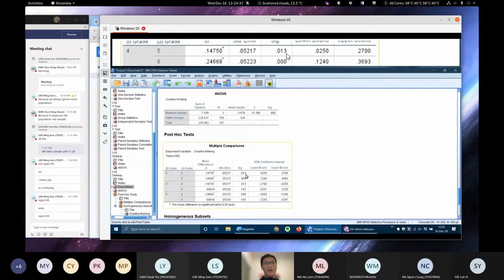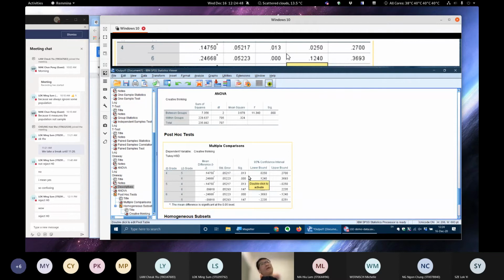Okay, the p-value is small. So we say grade 4 and grade 5 are different. Now, how about grade 4 and grade 6 on the second row? On the second row, we are comparing 4 and 6. And for 4 and 6, the p-value is 0.000. Again, this is quite small. So we conclude that grade 4 and grade 6 are also different.